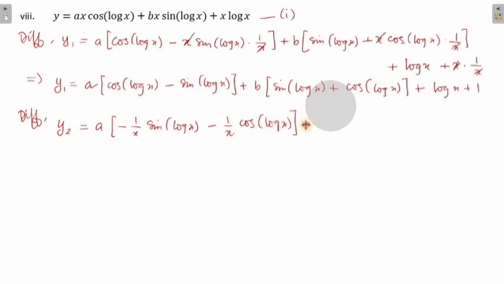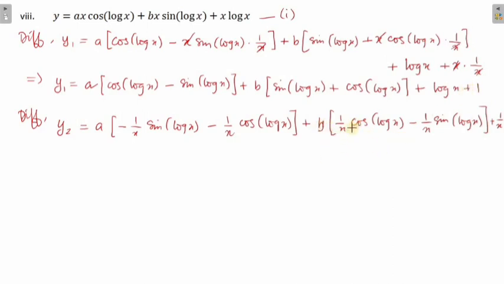Okay, plus we have b. Similarly, this becomes 1 by x cos log x minus 1 by x, I'm sorry, not cos, the differentiation of cos is sine, so it becomes sine log x. Okay, now see here carefully, it becomes 1 by x, isn't it? So this becomes 1 by x. So let me write 1 by x here, and this 1 becomes 0, so I need not write anything out here. Okay, so this is my b.